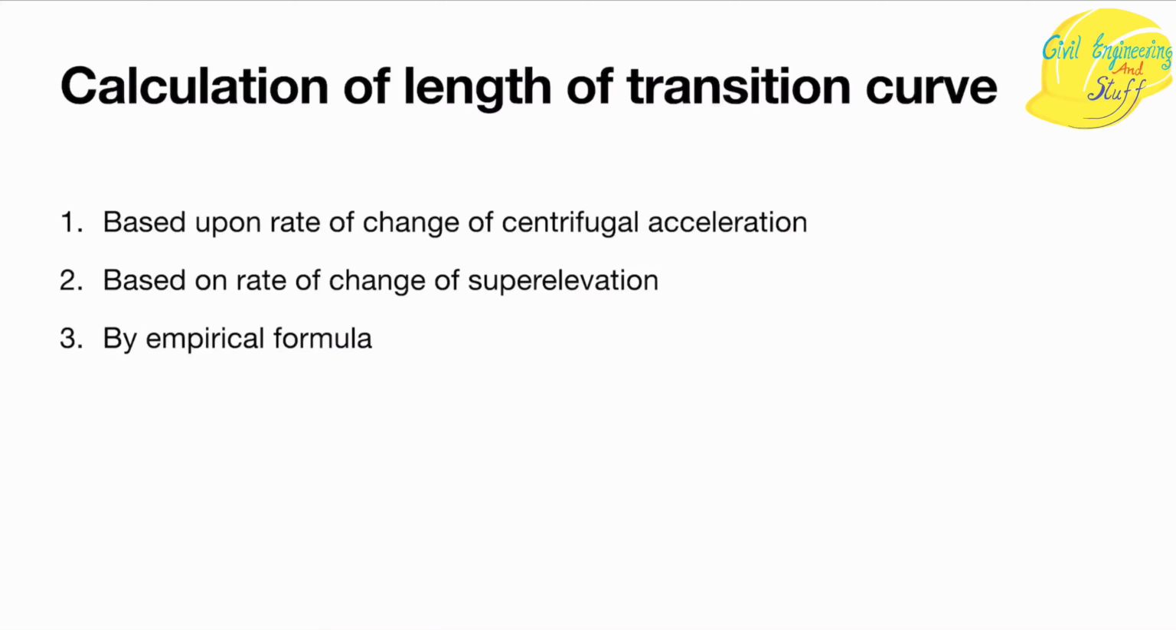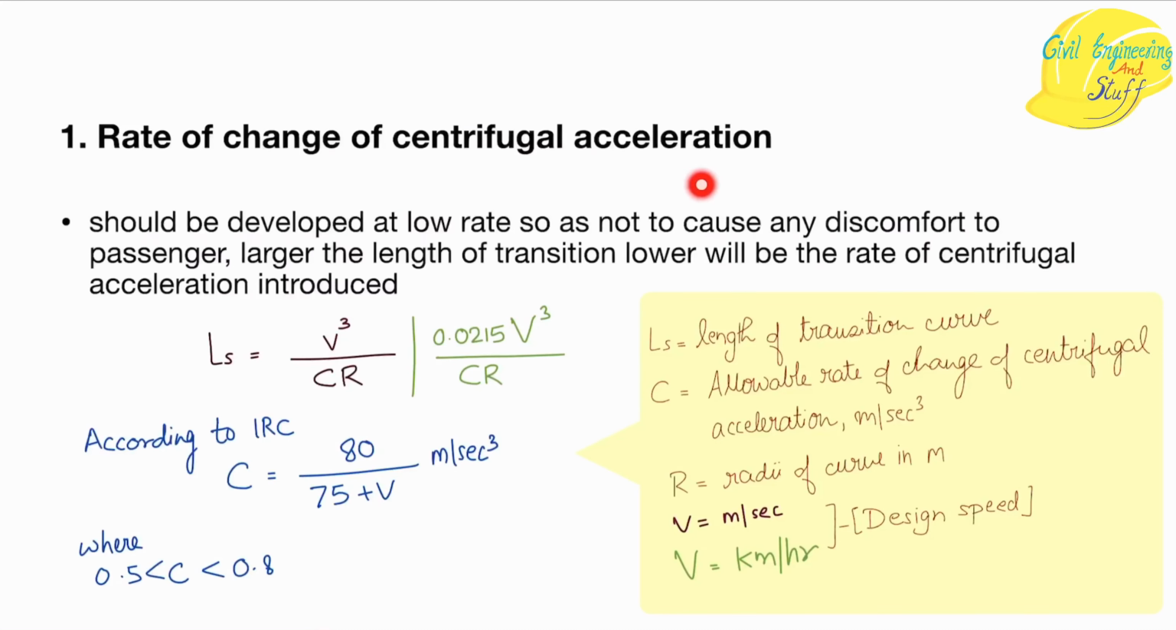Then we have the calculation of the length of the transition curve. We have three methods for calculating the length of the transition curve. The first is based upon the rate of change of centrifugal acceleration. The second is based upon the rate of change of super elevation. The third is based upon the empirical formula. So based upon the rate of change of centrifugal acceleration, we have the formula L equal to V cube divided by C into R, where V is the velocity in meters per second, C is the allowable rate of change of centrifugal acceleration, and R is the radius of the curve. And if the velocity is given in kilometers per hour, then the formula becomes L equal to 0.0215 V cube divided by CR.